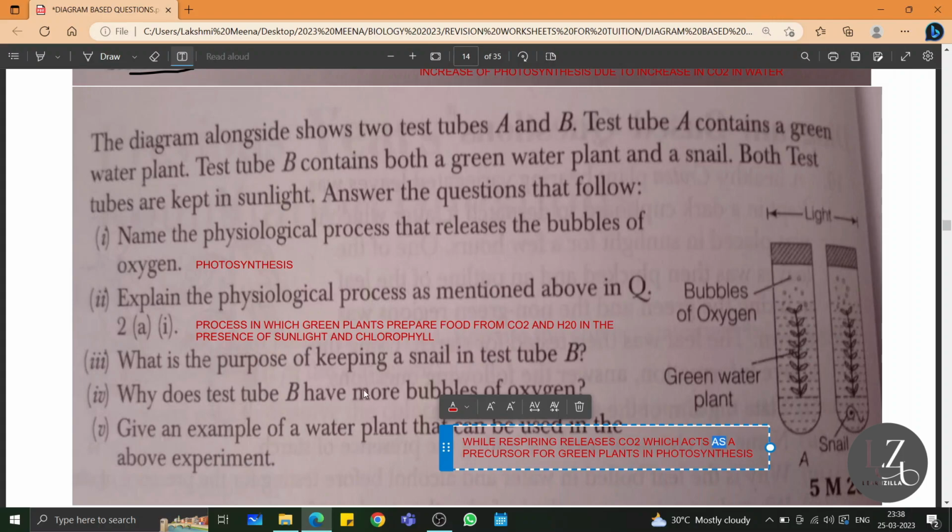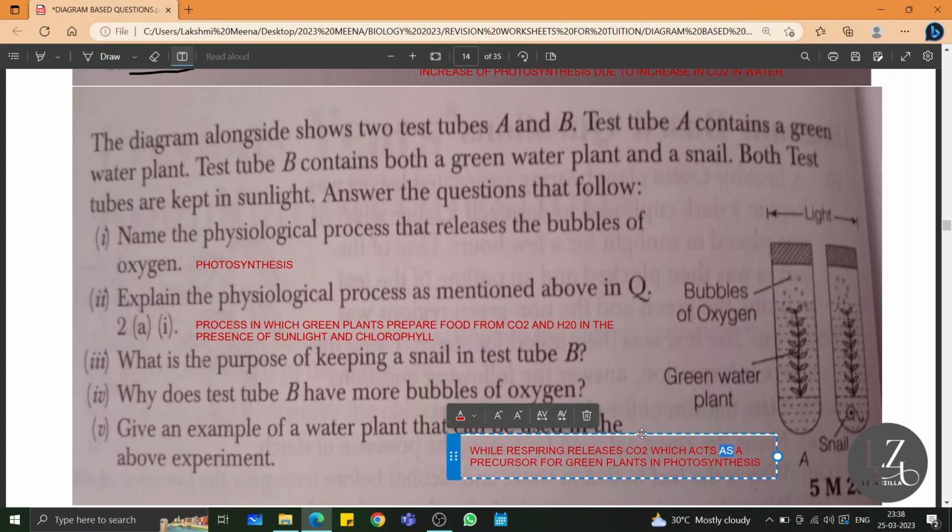So, why does test tube B have more bubbles of oxygen? The snail continues to respire, right? So, it gives more carbon dioxide and more photosynthesis, thereby more oxygen. So, test tube B has more bubbles of oxygen because the snail is respiring, releasing carbon dioxide, which is used by green plants for the process of photosynthesis. Due to the high rate of photosynthesis, the formation of oxygen also will be more.